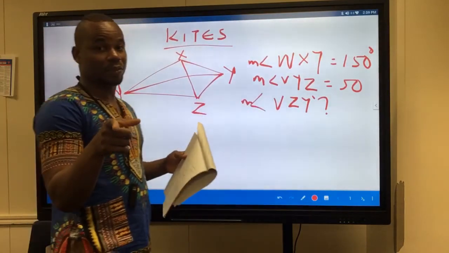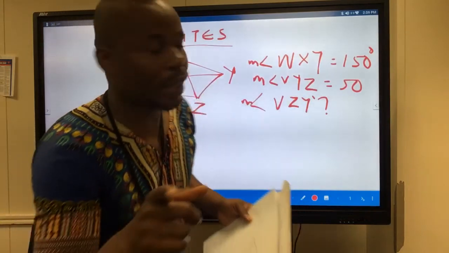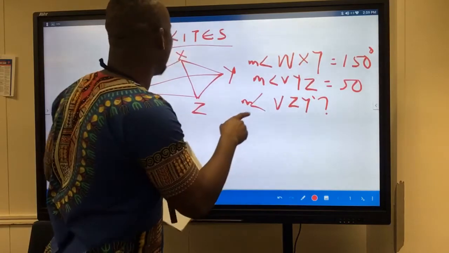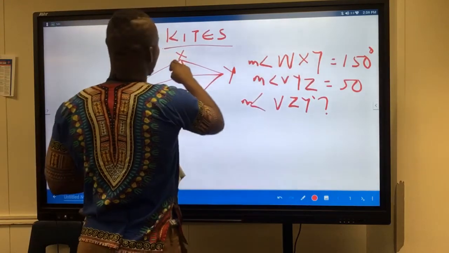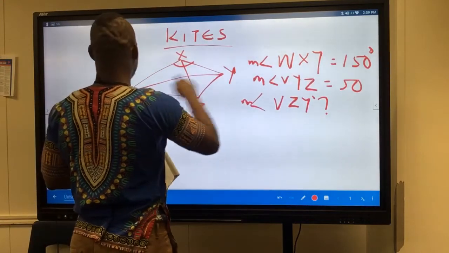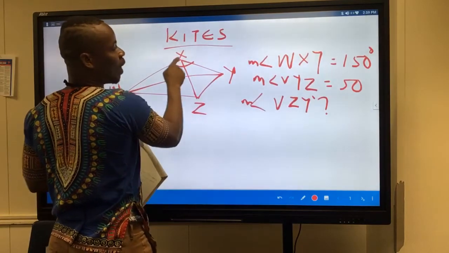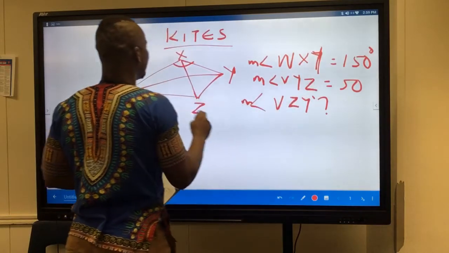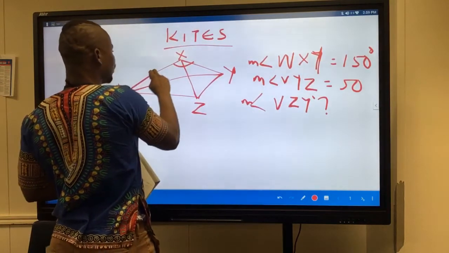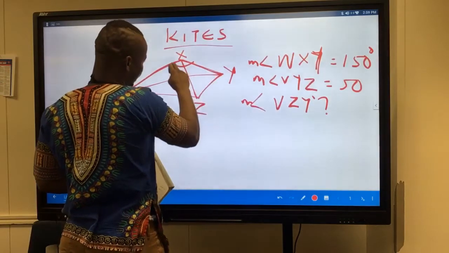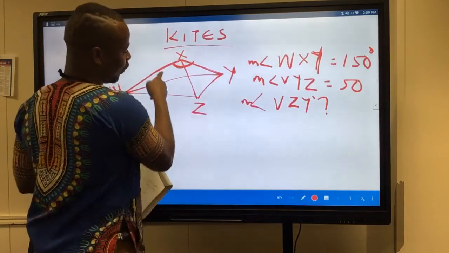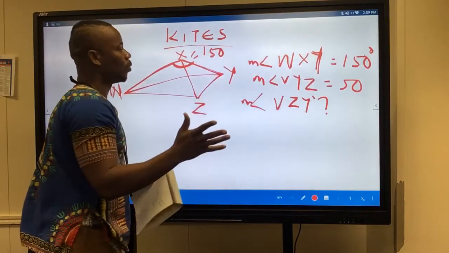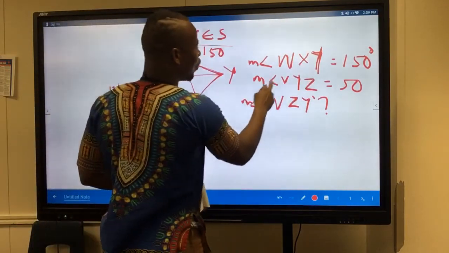Now, the first thing you have to do in this particular question is put the angles over here. Now, the whole of this angle over here, they said is what? Because they said W, X, and Y. This is my Y. So they want the angle at this place and that place. These two lines are the lines forming the angle, and this is equal to 150. Bingo.